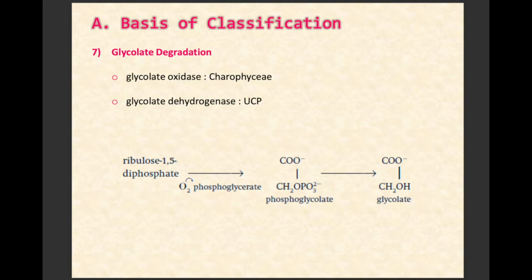Pag sinabi nating glycolate, may kinalaman yan sa photorespiration. Again, mangyayari lang ang photorespiration kapag mataas ang oxygen, so hindi na si carbon dioxide yung ginagamit or yung nafi-fix dun sa photosynthesis. Si oxygen na nag-i-interfere kasi nga yung enzyme natin na ginagamit ay hindi siya choosy. So, instead na carbon dioxide, oxygen yung nagagamit. So, nag-undergo ng photorespiration kapag mataas ang oxygen or mataas ang temperature.